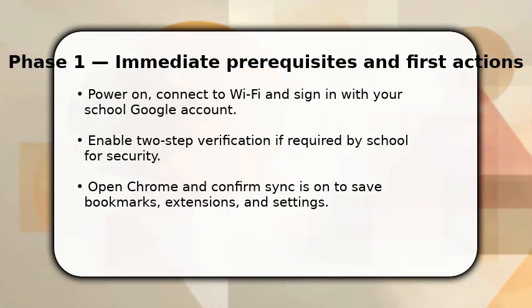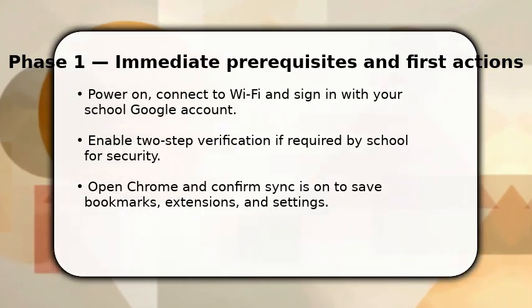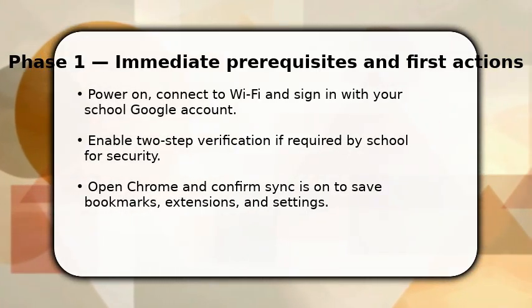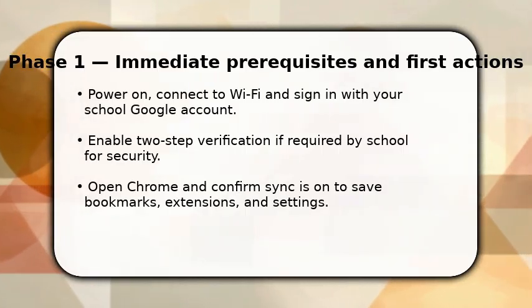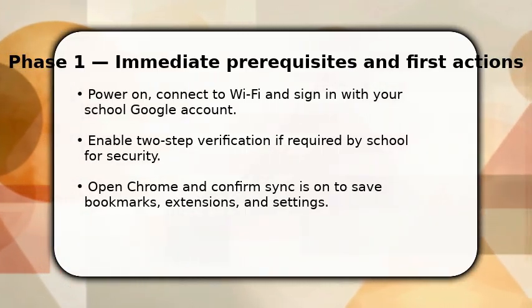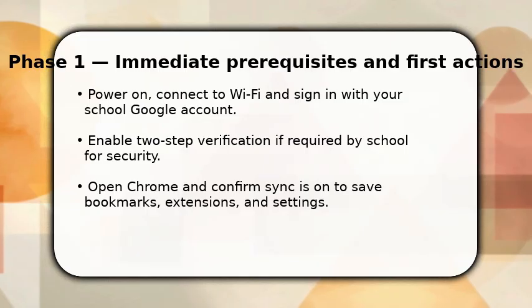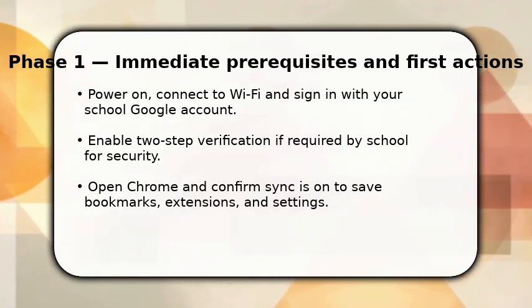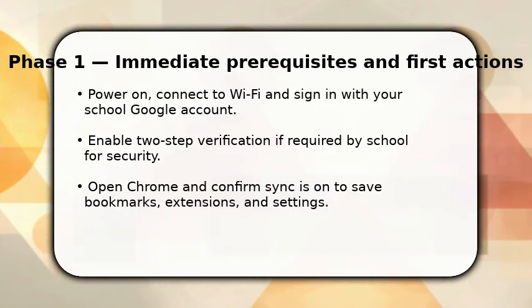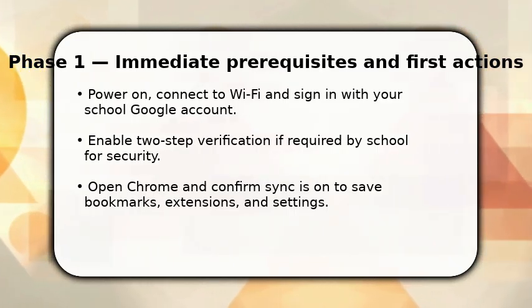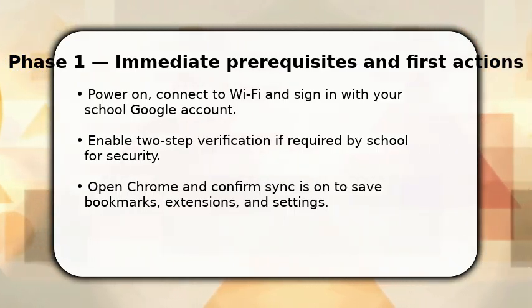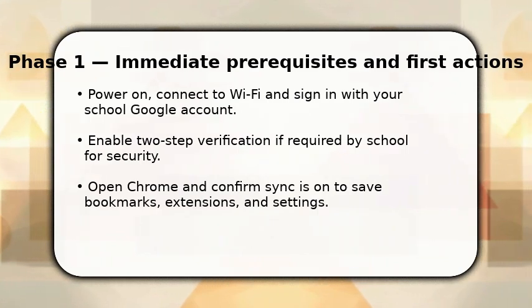Enjoy the video. You begin by powering up and signing in with your school Google account. This links apps, Drive, and settings. Once connected, join the campus Wi-Fi. Make sure you enter the correct network password or select the captive portal login. Enable sync so your bookmarks, passwords, and extensions are preserved across devices. This prevents lost work. Also turn on two-step verification if your school requires it, because it protects your account. Now you have a secured, synced profile and can move to installing tools.